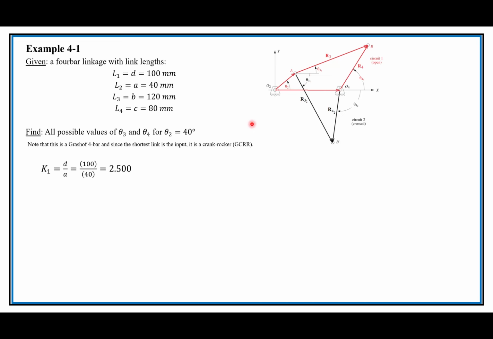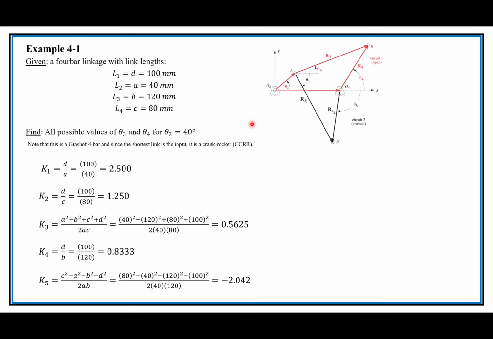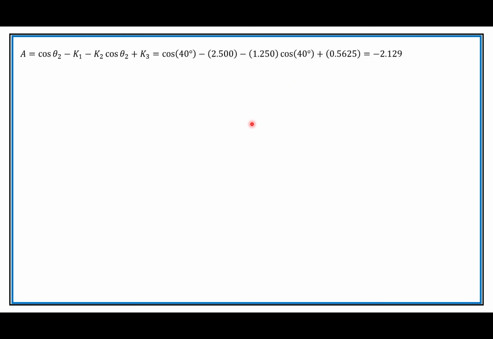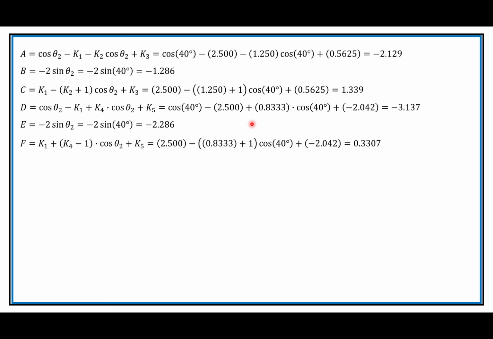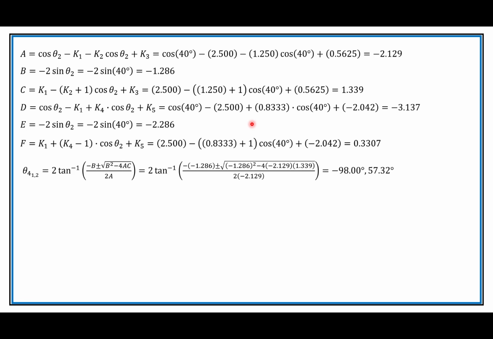So not exciting. We could plug in numbers to the K1, K2, K3, K4, K5. And then when we have those, we plug them into the A, B, C, D, E, and F. Of course, all those are just numbers that get put into this theta 4, 1, and 2. And I left the plus and minus there, so I just showed you the two different angles that you get out of the thing. We have to make a decision at some point which one is associated with the crossed and which one isn't.